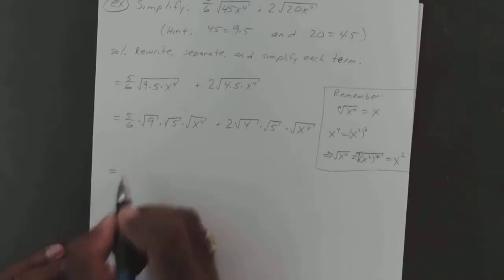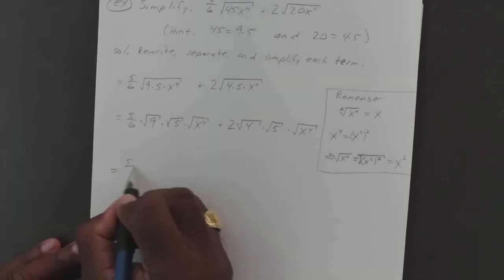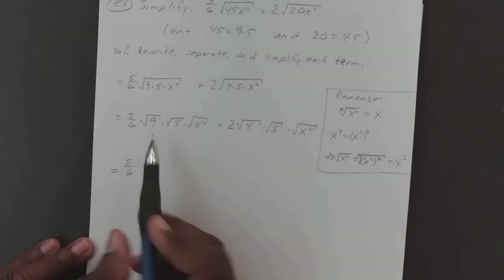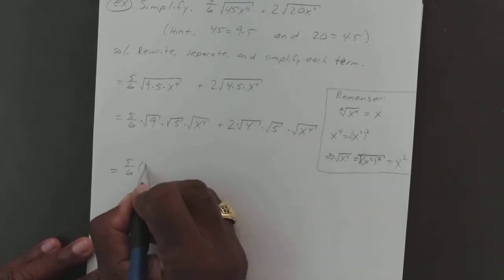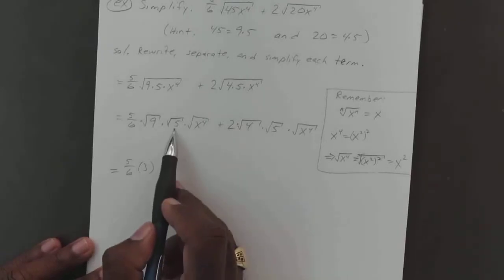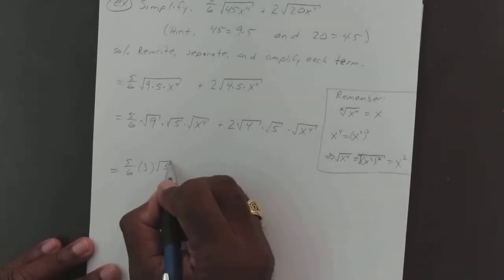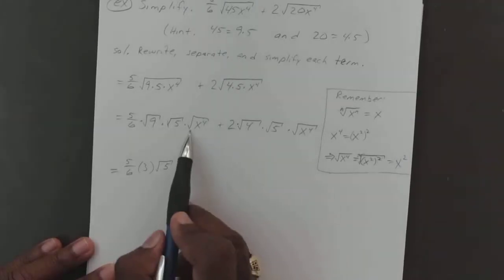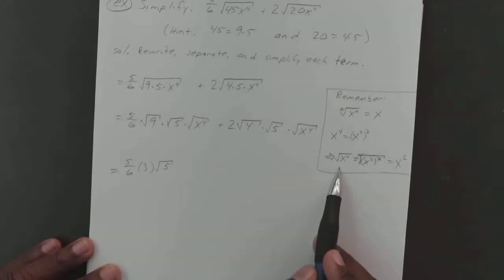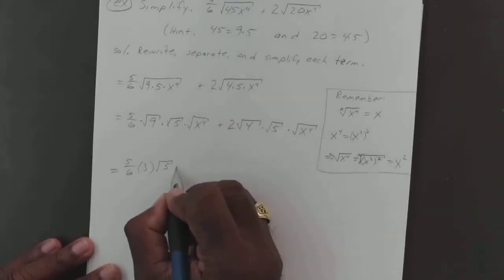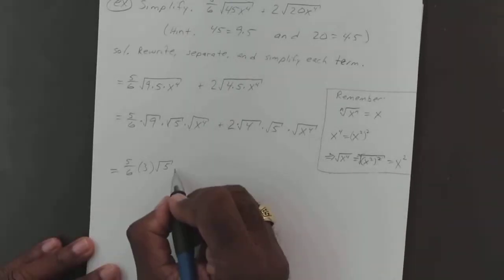Okay, so this can become 5 over 6 times square root of 9, which is 3, times square root of 5. You can't simplify that one, so that just stays square root of 5, times square root of x to the 4th, which we just worked out to equal x squared, sorry about that.